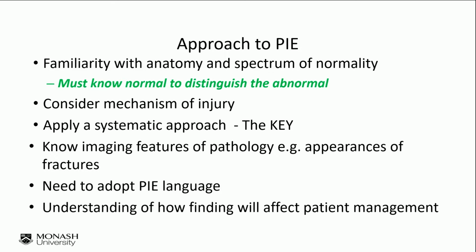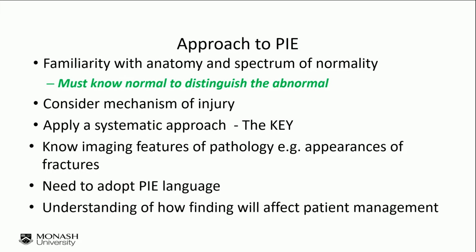So how should you approach preliminary image evaluation? It's important to be aware that you should have a familiarity with anatomy and then also the spectrum of normality, because there are a lot of normal variations to some of the areas in the body that you can see. And it's important that you first know what is normal to be able to distinguish what is abnormal, and this should be identified on each of the projections that you look at.